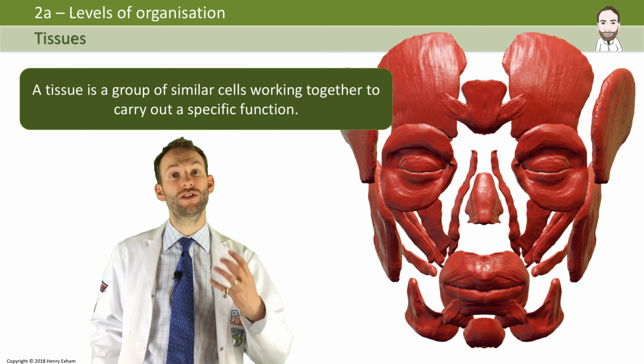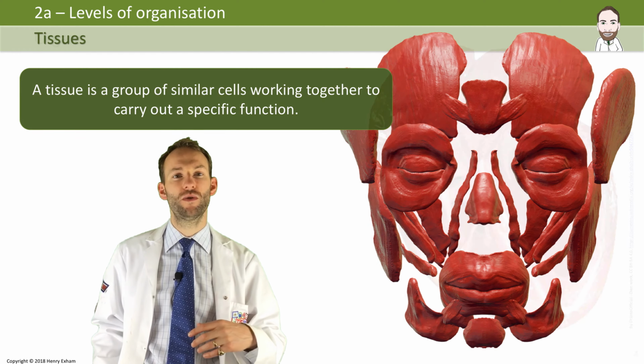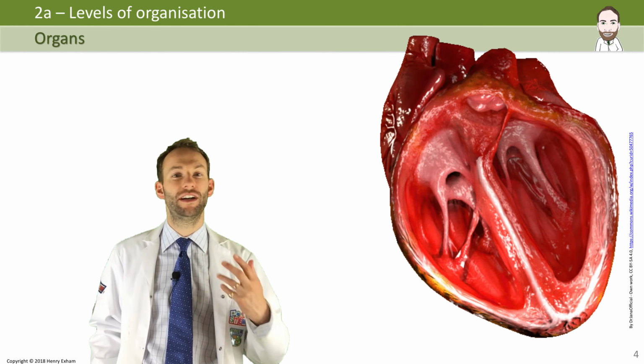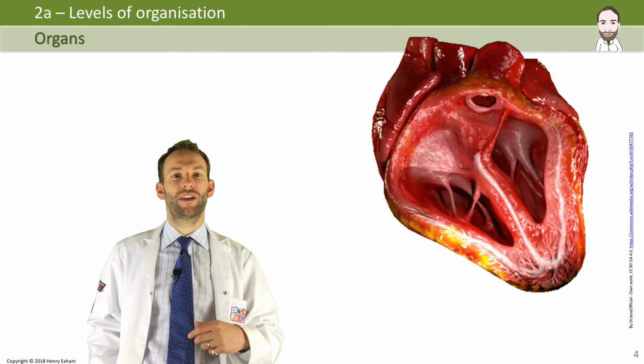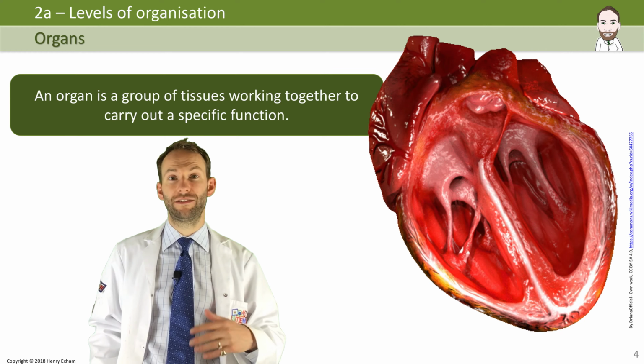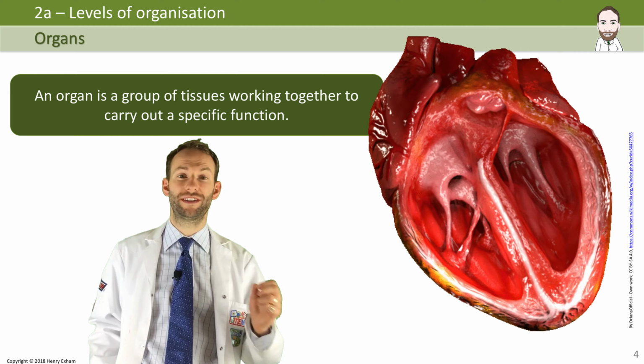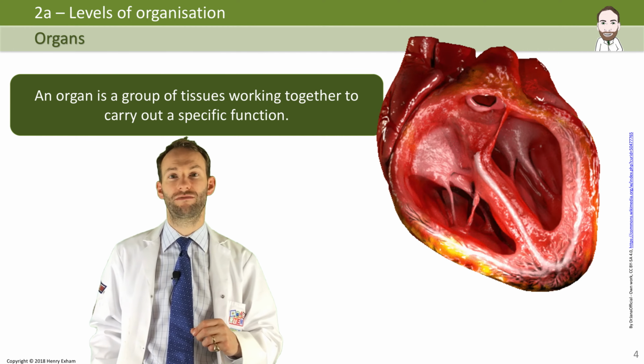Then once you've got tissues, you can start to group them together to build an organ. Some of the most well-known human organs include the brain, the heart, the liver, kidney, and skin, and organs in plants include the leaf and the stem. So an organ is a group of tissues that work together to carry out a specific function.